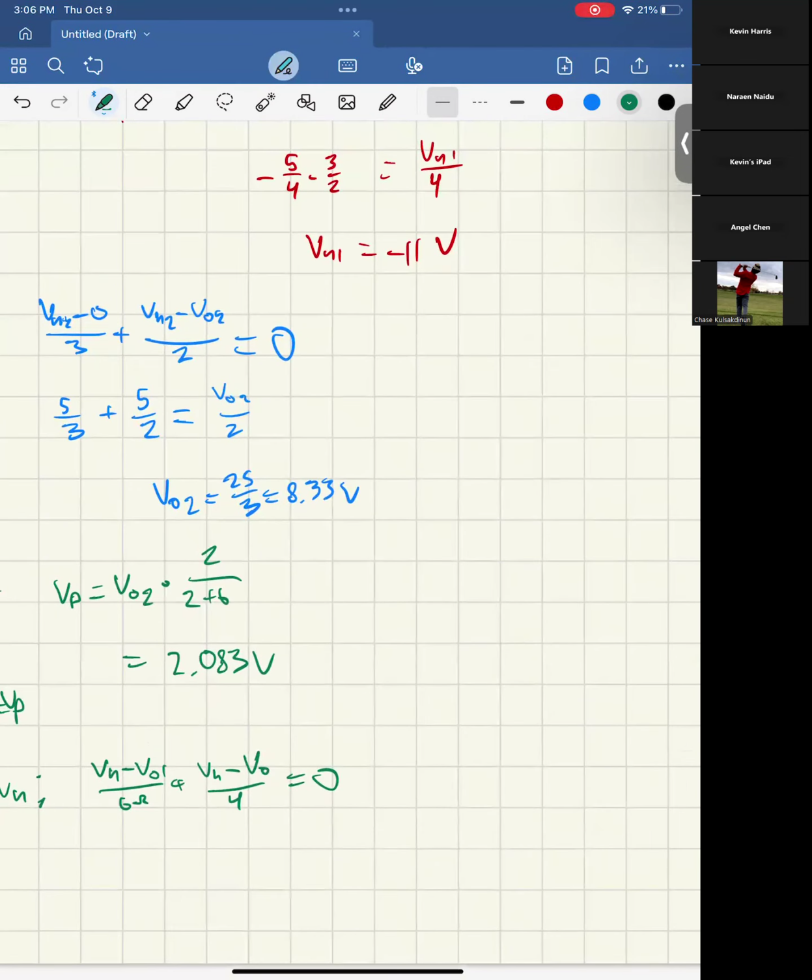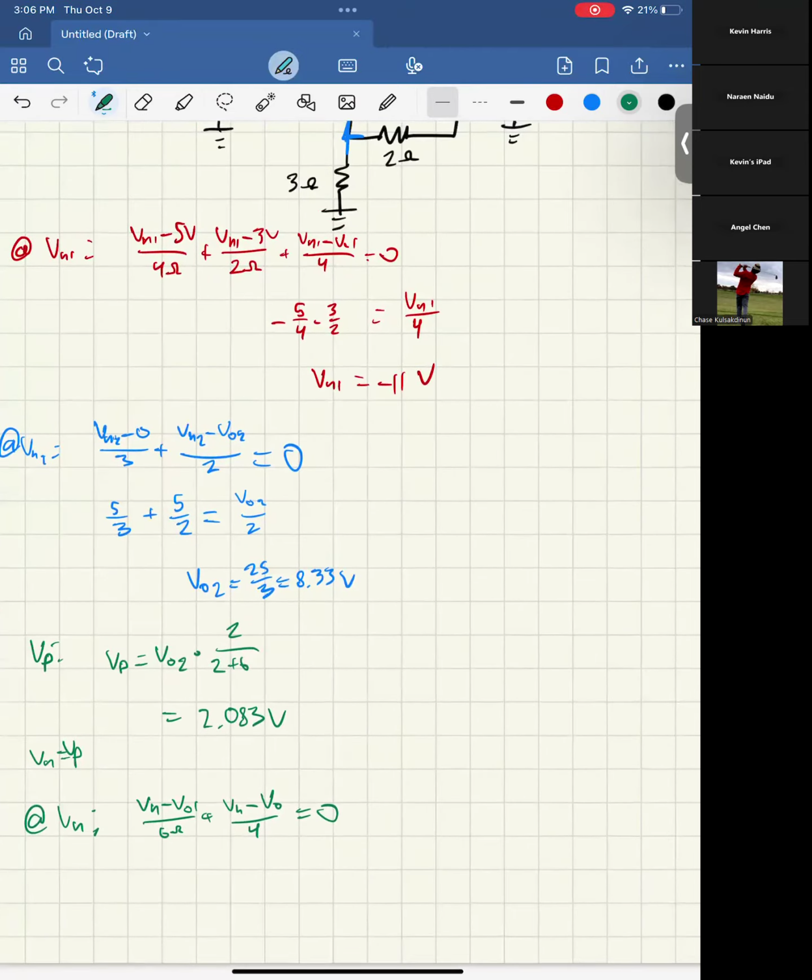And now let's solve for V out, leaving the rest of these all the same. So if we do that, we're going to get Vn over 6 minus V out 1 over 6 plus Vn over 4 equals V out over 4.